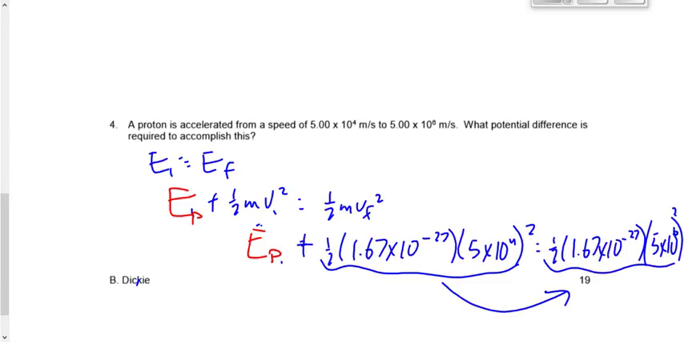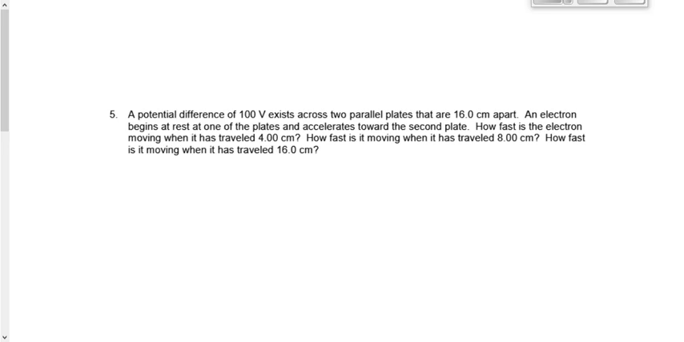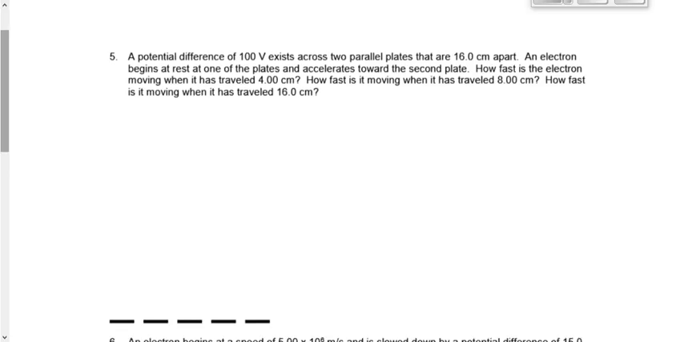Right? Okay, let's take a look at number 5 here. 5 says the potential difference of 100 volts exists between two parallel plates that are 16 centimeters apart. An electron begins at rest at one of the plates, accelerates toward the second plate. How fast is the electron moving when it's gone 4 centimeters, 8 centimeters, and 16 centimeters? There's 3 questions here, but I think if we do 1 or 2 of them, I think we'll be okay. I think you'll get the idea for this one, okay? Let's do the first one. How fast is it moving when it's gone 4 centimeters?